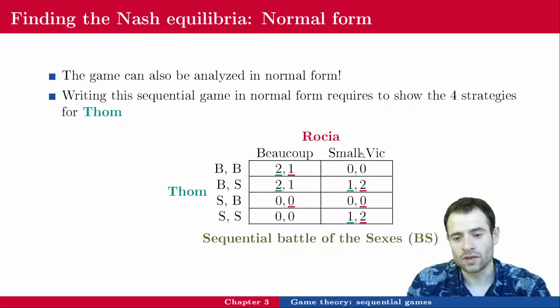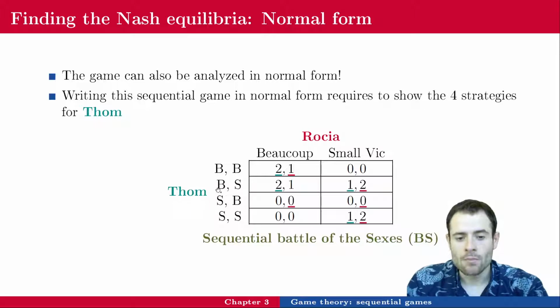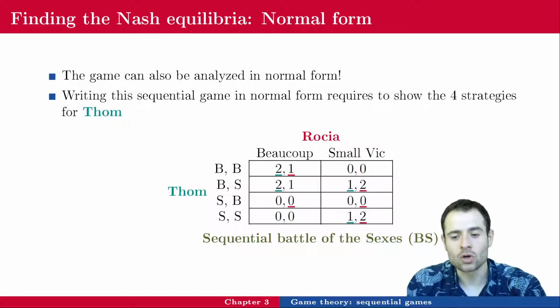If Rosia goes to small victory, Tom wants to meet her there, so there are 2 such strategies. The strategy where he meets her no matter what, and the strategy where he goes to small victory no matter what. Note that the strategy where he always avoids her is never picked as a best response. In fact, it is strictly dominated. Tom doesn't want to play this strategy because he's going to miss Rosia no matter what.